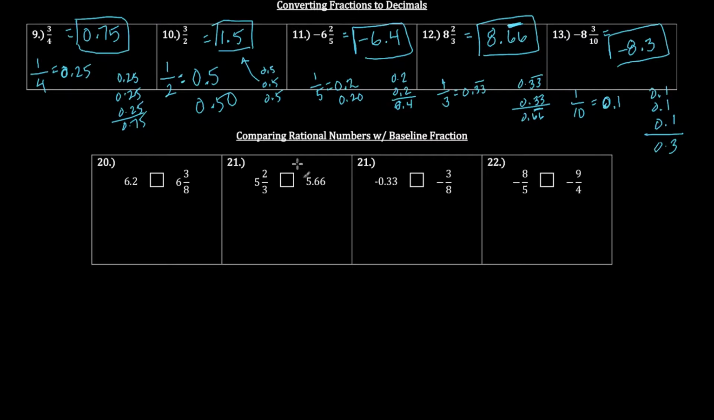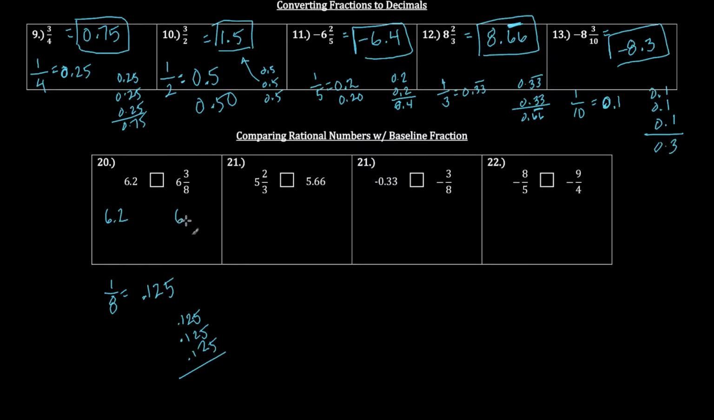So let's compare rational numbers with baseline fractions. So this one's cool. Let's keep this right here. 6 3/8. Oh man, okay. 3/8. So 1/8 was 0.125. So 0.125, 0.125, 0.125. So that gives me 250 and 375.